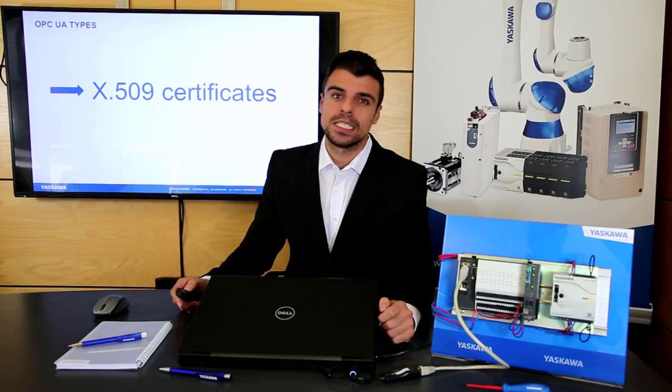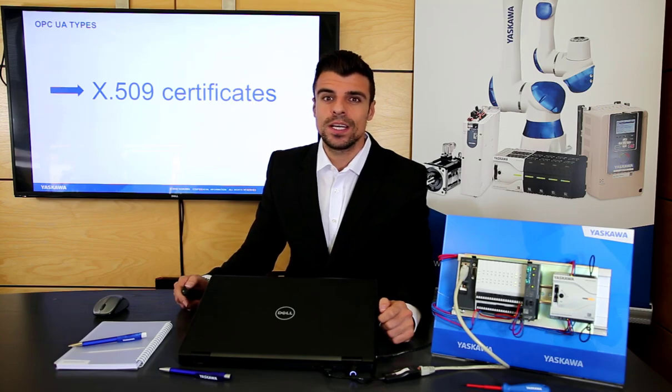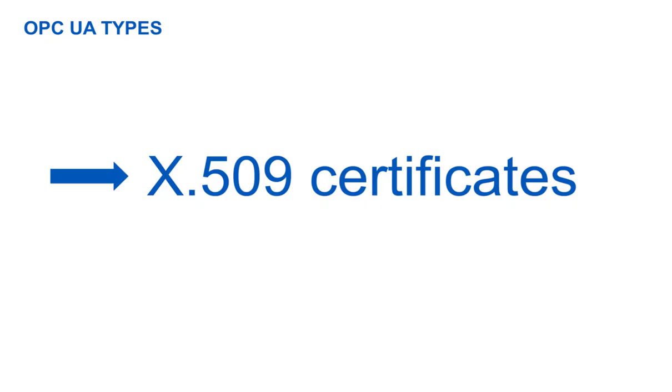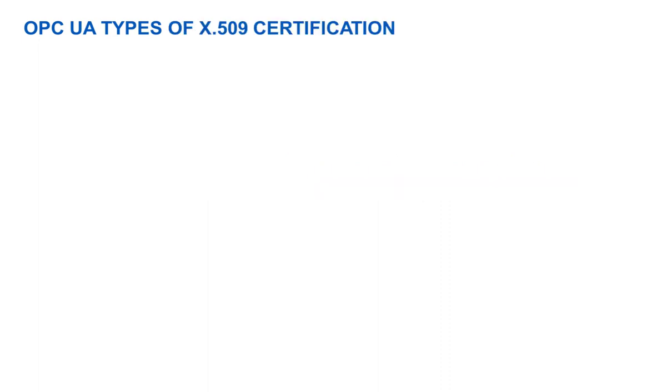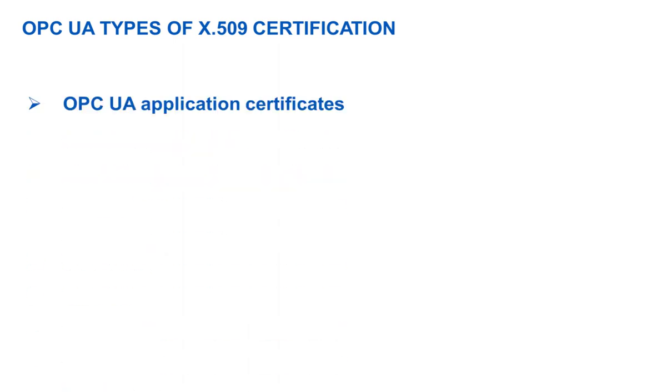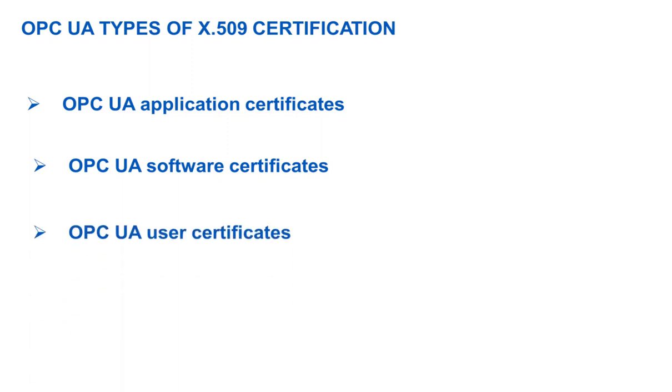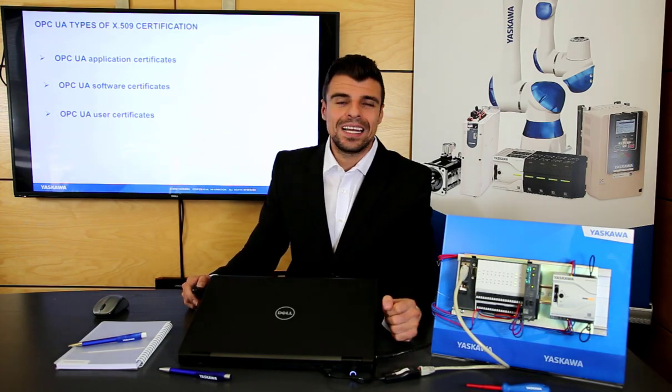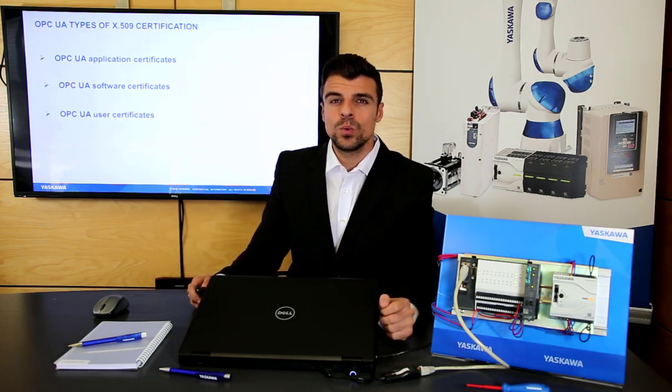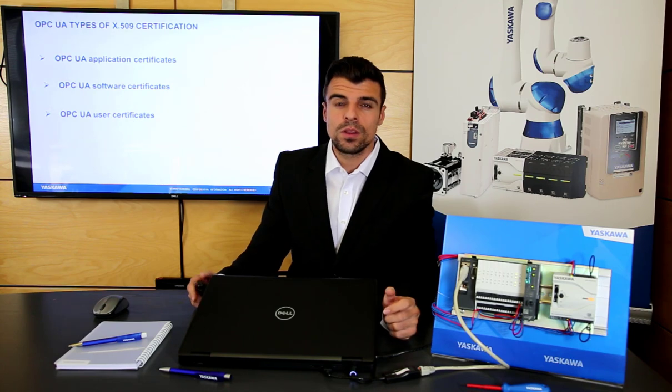Last but not least, here are the types of the OPC UA certification. OPC UA uses three types of X.509 certificates when establishing a client-server connection. The first one is the OPC UA application certificates. The second one is the OPC UA software certificates. And the third one is the OPC UA user certificates. That was a little overview about the OPC UA. For more information about the OPC UA you can find it in our manual.